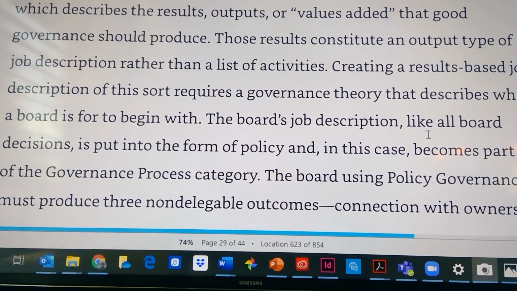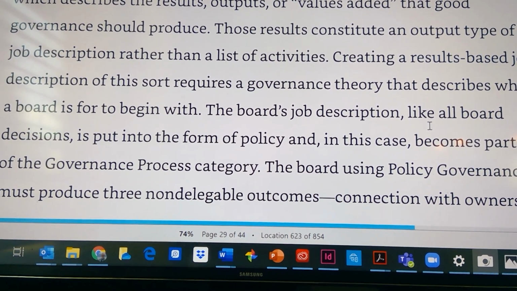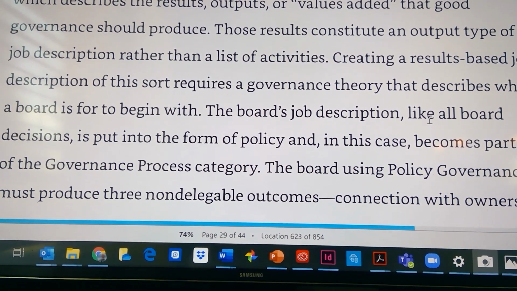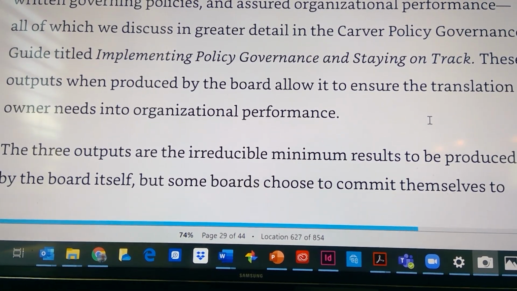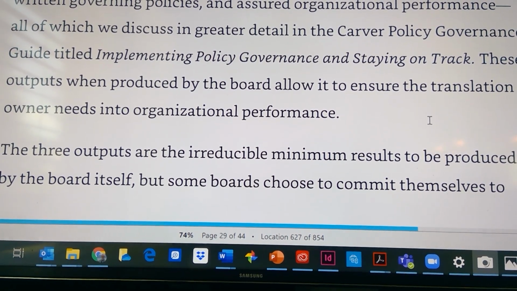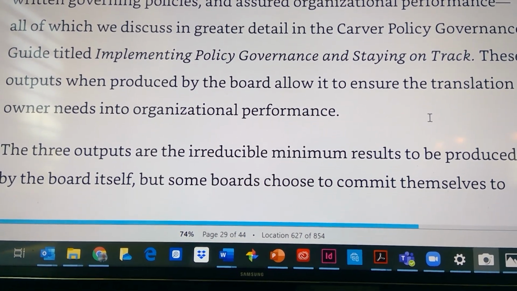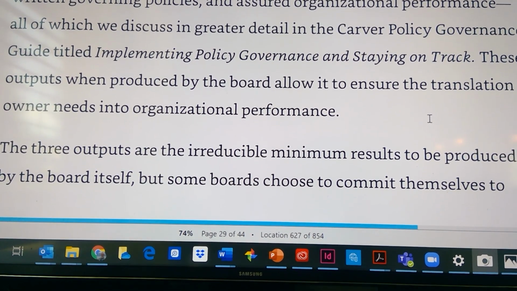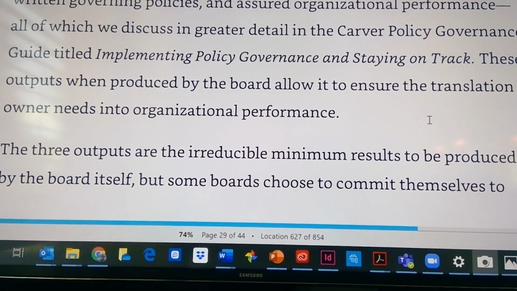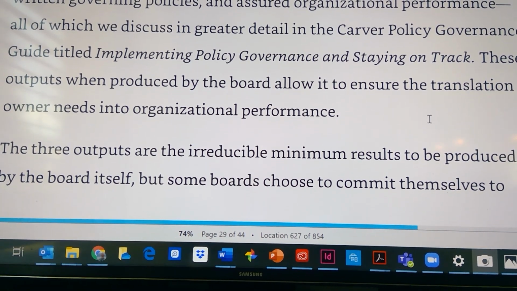The board, using policy governance, must produce 3 non-delegable outcomes: connection with owners, written governing policies, and assured organizational performance, all of which we discuss in greater detail in another book. These outputs, when produced by the board, allow it to ensure the translation of the owner needs into organizational performance.